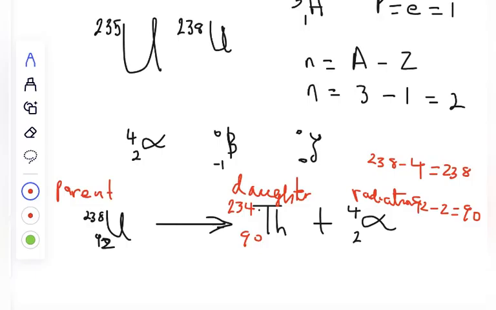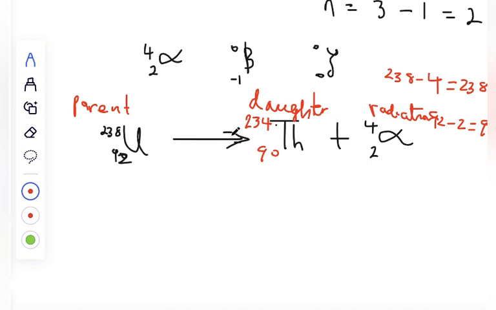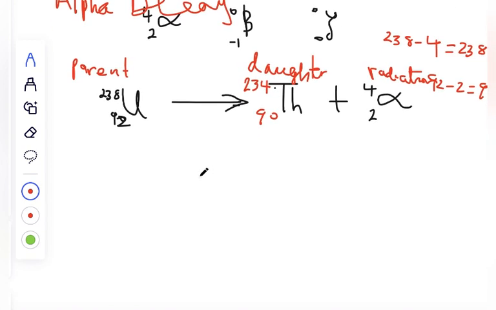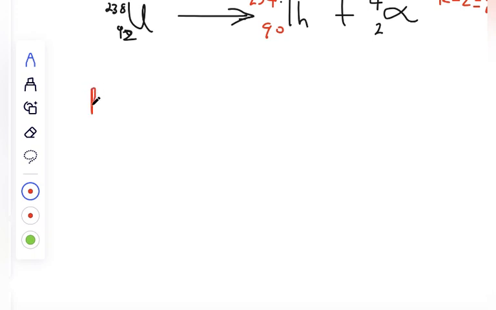We just showed an example of an alpha decay. This is an alpha decay, right? Now let's take a look at a beta decay. We will use a very simple example, the one that you will be very familiar with.